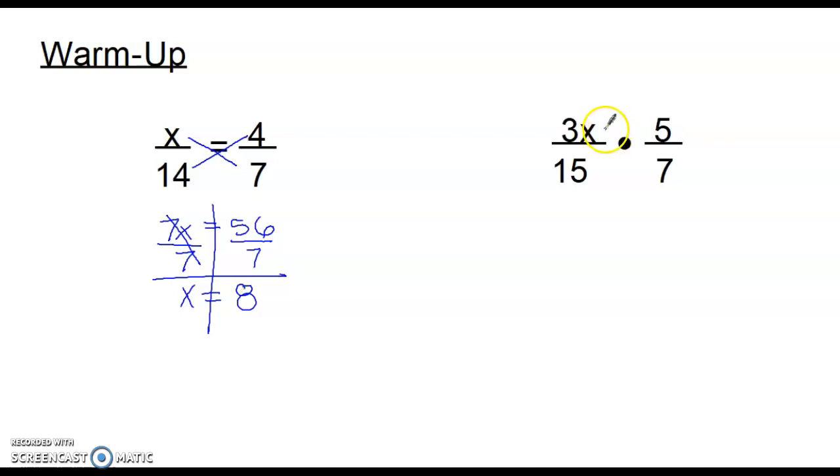Over here, though, because we're multiplying fractions, you're going to go straight across. Multiply 3x times 5 to get 15x over 15 times 7 gives you 105. You can reduce this. You can divide both the numerator by 15 and the denominator by 15 to get x over 7. Or what you could have done also is you could have cross-reduced before you multiply straight across.